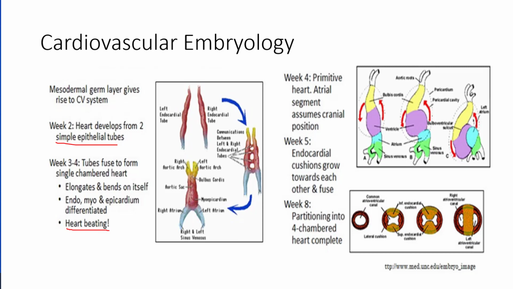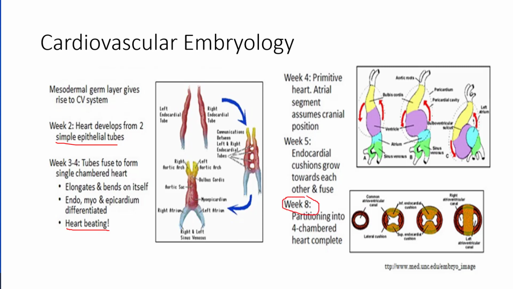So at about 1 month, we have a single-chambered heart. And then, again, like everything else in your body through embryological development, we have folding and twisting to form different parts of our bodies. So the next major landmark would be at week 8. So about 2 months, we start to see the formation of what will look like the four-chambered heart. So the two atria and the two ventricles will form at about 2 months or 8 weeks.